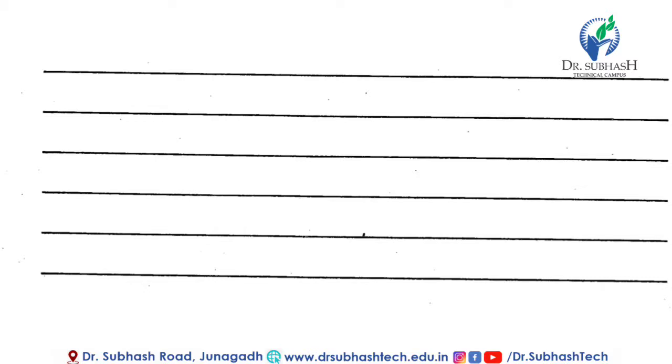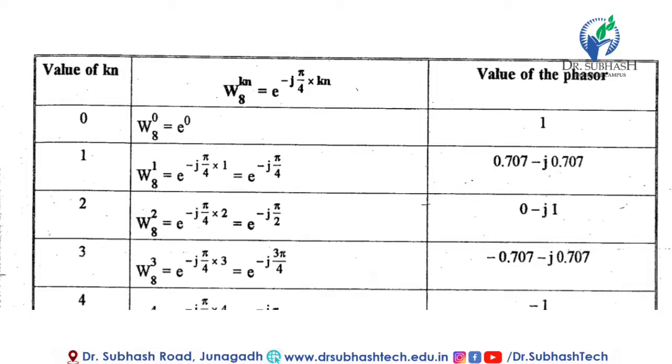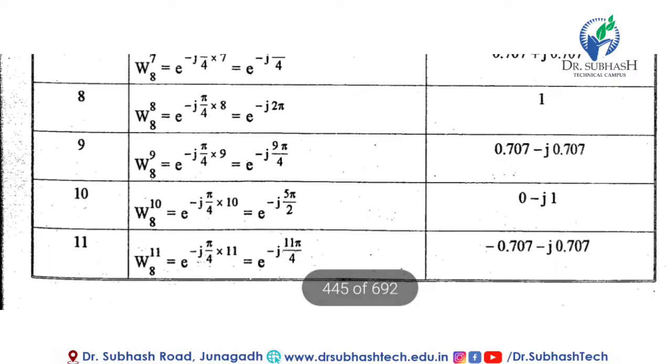Today's video lecture is based on DFT. In the previous video lecture we studied how to find W_N^{kn} for N equal to 2, 4, 8, so the N-point DFT we studied. This time we will start from an example. We should know this table: the value of kn, W_8^{kn} equal to e raised to minus j pi by 4 multiplied by kn, and the third column is the value of the phasor. We have to keep this table in mind for further examples.